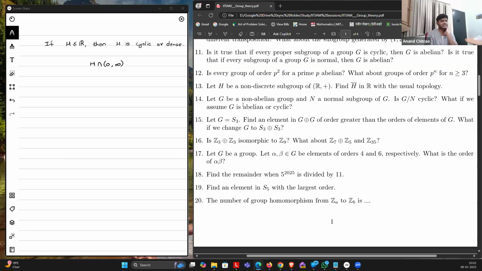What if we assume G is abelian? If G is abelian and N is a normal subgroup of G, is G mod N cyclic? Again, no, because you can take N to be the trivial subgroup, the singleton identity. Then G mod N is G itself, which is just abelian, it may not be cyclic. Right? But what if G is cyclic?